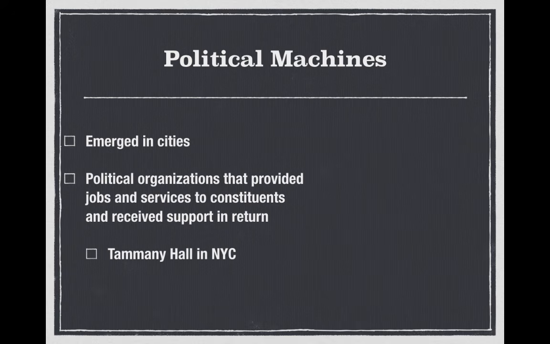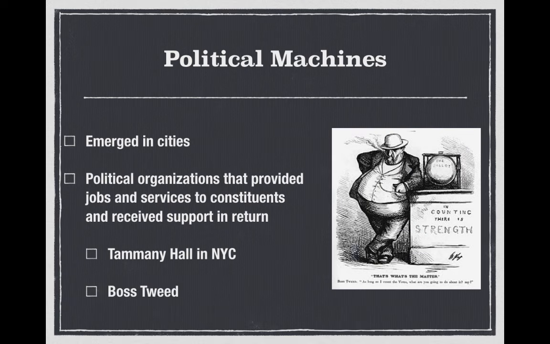An example of this is Tammany Hall in New York City and Boss Tweed, and they had tremendous power. They could decide who would get local government jobs, and they even could have influence over elections. You see this very famous political cartoon of Boss Tweed here, and it says the ballot, and then at the bottom, Boss Tweed is saying, as long as I count the votes, what are you going to do about it? So they are very influential, and they provide jobs and services to constituents in exchange for support.